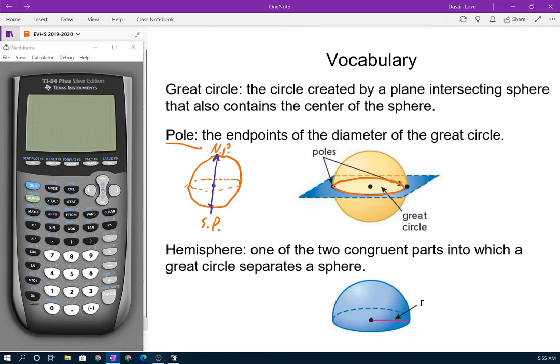Now, a hemisphere is one of the two congruent parts of a sphere when a great circle separates the sphere. A hemisphere is half of a sphere, and then it does have a base. That base down there is a great circle.